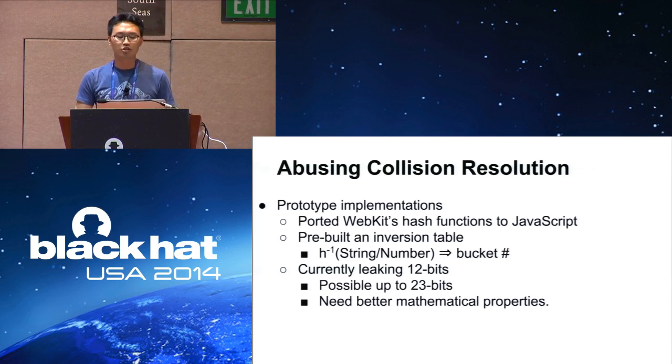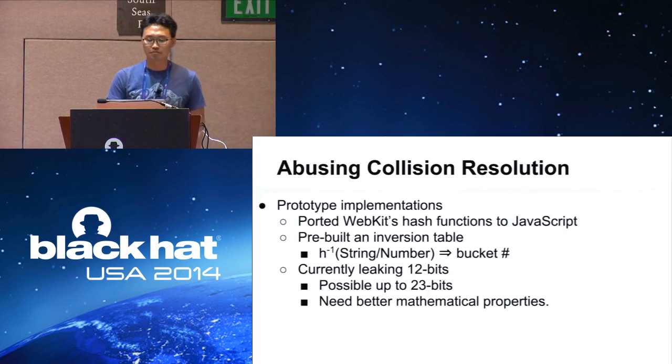We are currently looking at 12 bits, and theoretically it is possible up to 23 bits. Because we don't have nice mathematical properties to find the weak key, if the table size is too big, we cannot really find the weak key. And sometimes we cannot verify whether a key is actually a weak key or not.